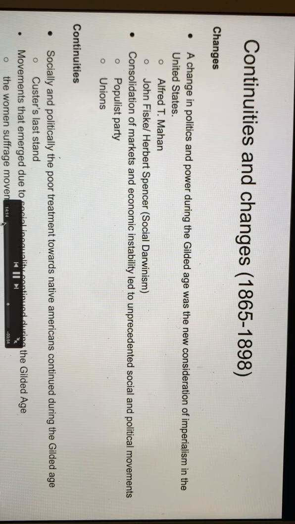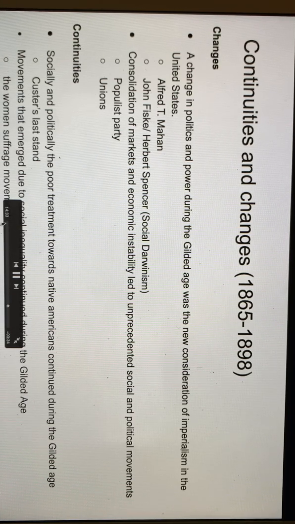Another change is that the consolidation of markets and economic instability led to unprecedented social and political movements. The Populist Party and unions, as I previously mentioned, the inequality was at a really high point during this time period, and a lot of people were revolting in order to change that.